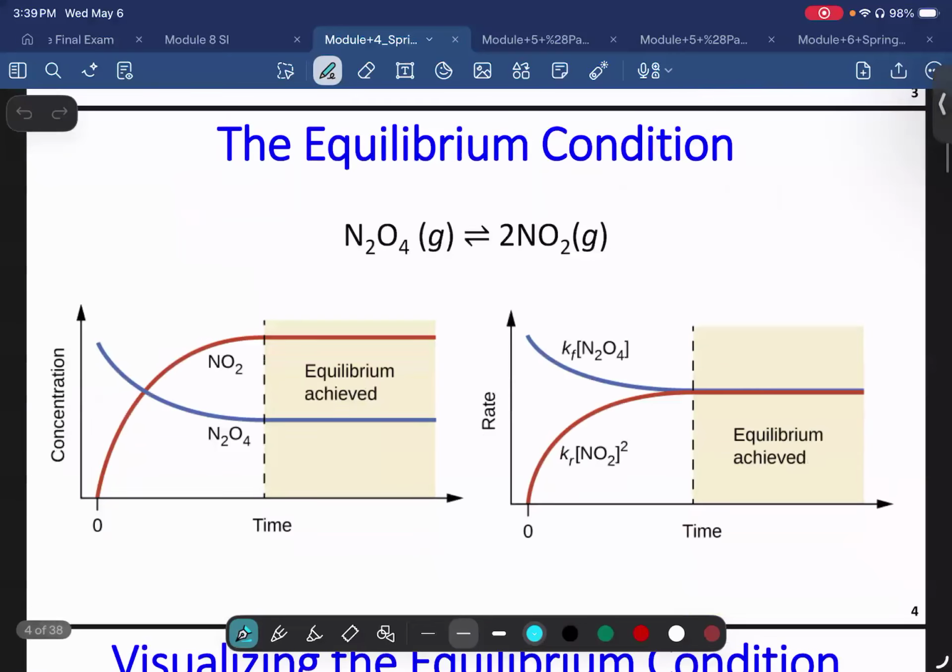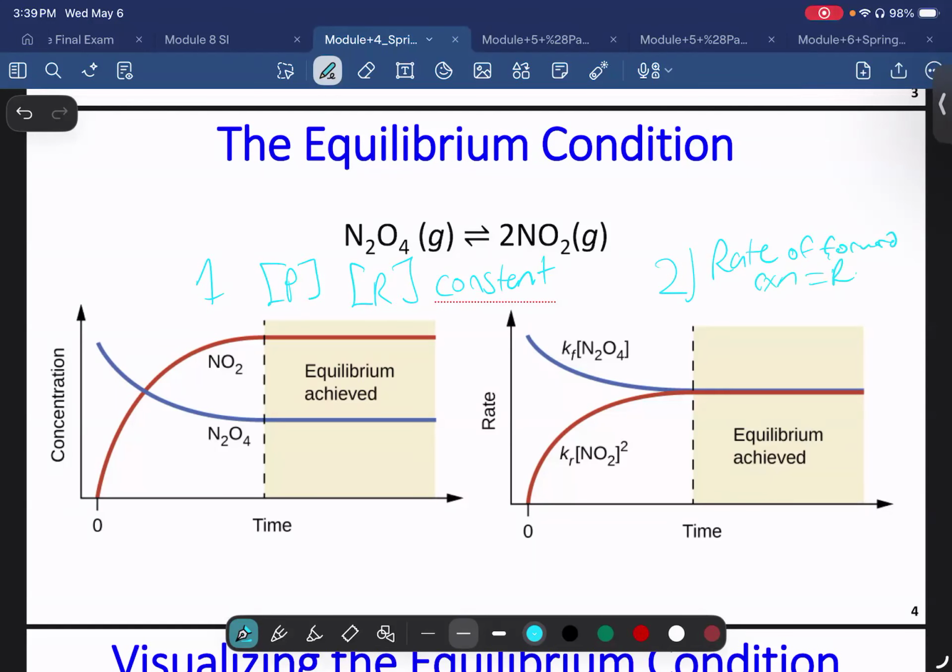There are two states or conditions at equilibrium. One is that the concentration of products and reactants are constant, and two, the rate of forward reaction is equal to the rate of the reverse reaction. Okay, so those are the two conditions that happen at equilibrium.